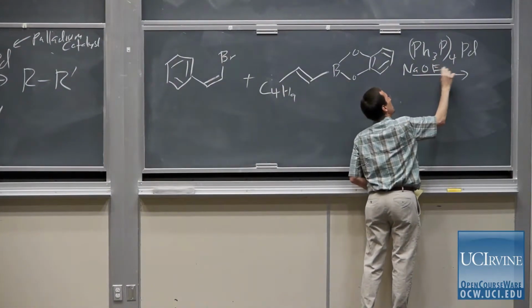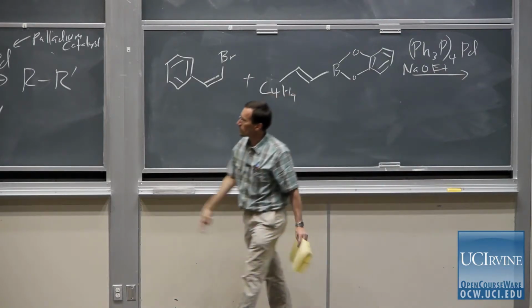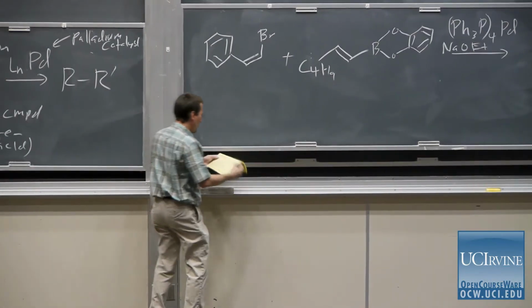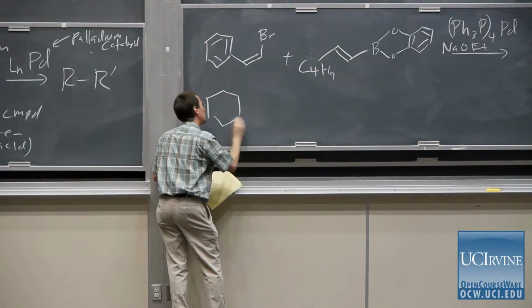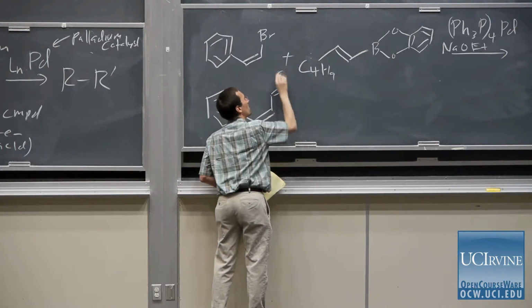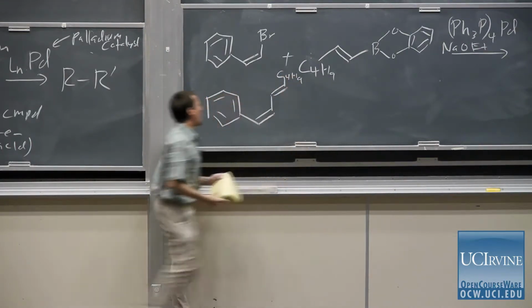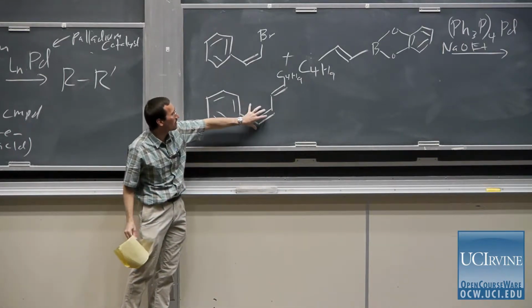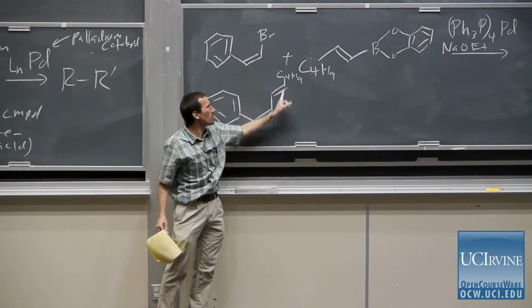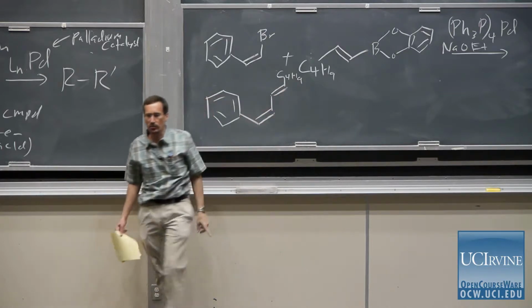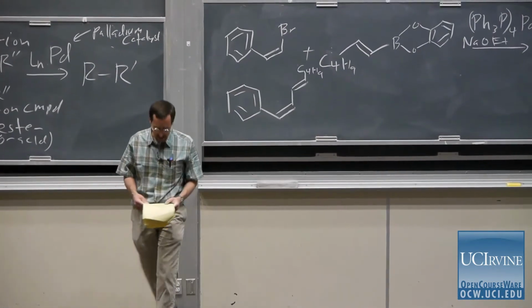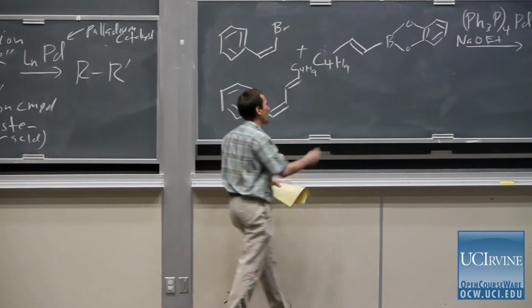We also need a base in this chemistry, and this is typical of the Suzuki reaction. I've sort of written things in a general form here in an unbalanced equation. And the product of this Suzuki reaction is now just forming a new carbon-carbon bond. So we have the half that came from the alkenyl halide and the half that came from our organoboron reagent with our double bond and our C4H9 group, our butyl group over there. So this is 1Z3E 1-phenyl 1,3-octadiene, if you want to know the name.